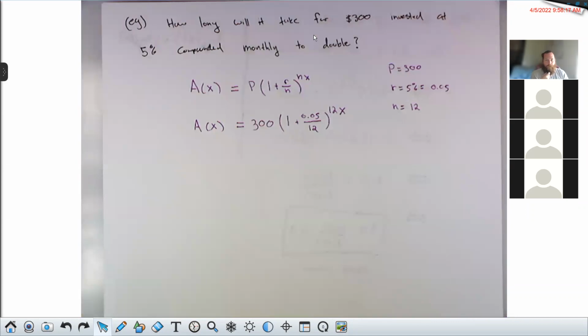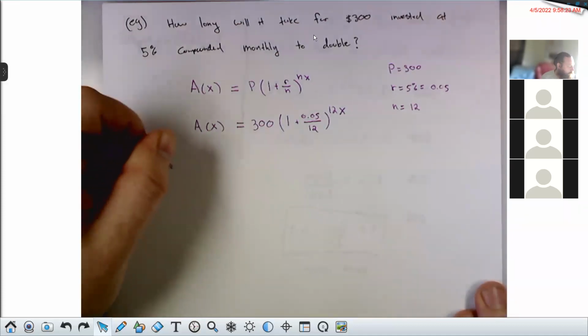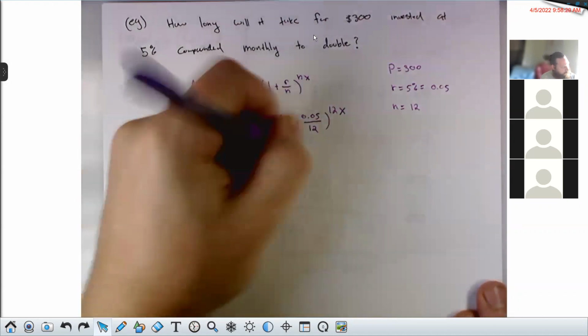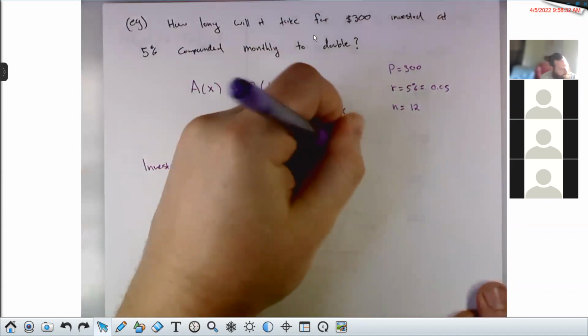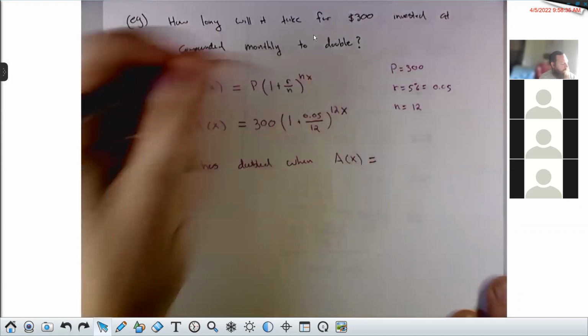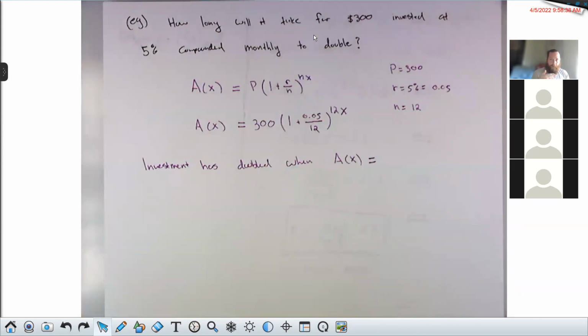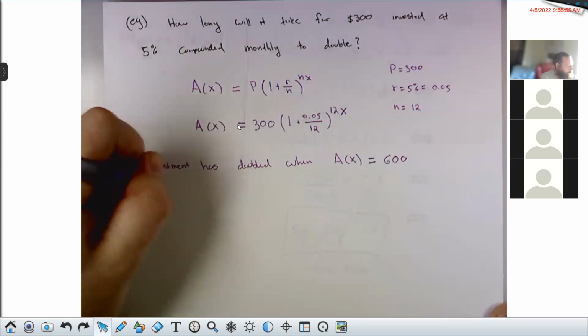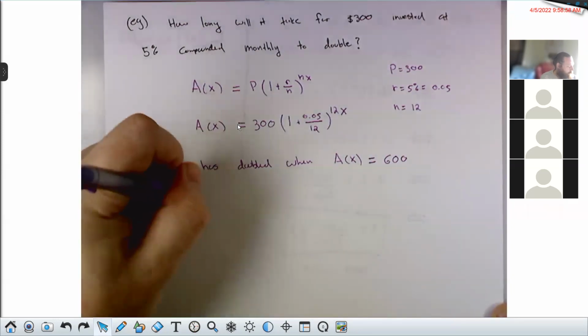What I want to know is how long is it going to take this investment to double? So what will the amount in my account be when the investment has doubled? 600. Yeah, I originally invested 300 bucks. So I want to know, when is this thing going to reach 600? So that's the equation we're going to set up. I'm going to set this apparatus equal to 600.